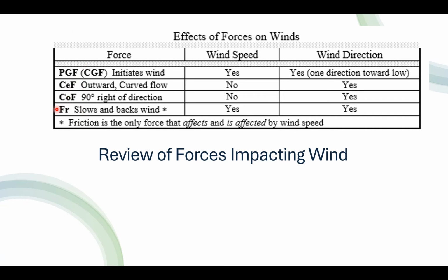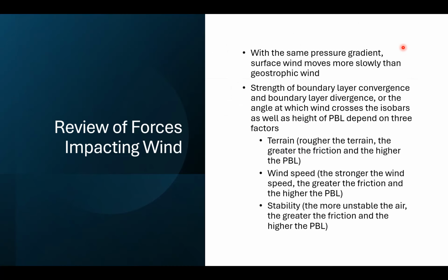Remember, with friction, you only have to worry about that at the surface, where you have the wind blowing across the ground and around buildings and big cities, and it's going to slow that wind speed down. It's going to change its direction. With the same pressure gradient, surface wind is going to move more slowly than the geostrophic wind. And we'd expect that, right? Because on the surface we have friction, which is slowing the wind speed down. In the upper levels of the atmosphere, we have a geostrophic wind. There's no friction slowing that wind speed down. So this makes a lot of sense.